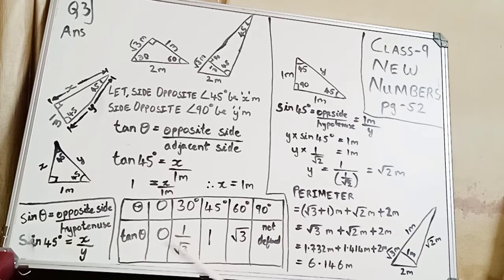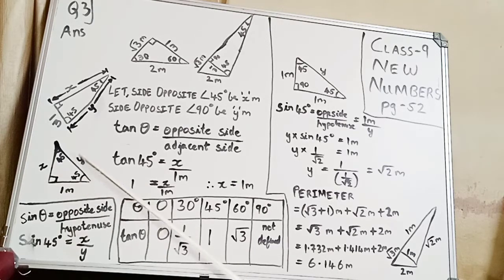Once you learn it by heart, you will get from the table itself that tan 45 is 1. So you have substituted from the table that tan 45 is 1, which is equal to X divided by 1 meter. If you cross multiply, 1 into 1, you will get X is equal to 1. So you have successfully found out what is X.